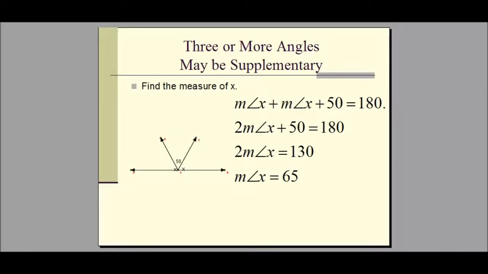In the drawing below, the angles labeled x, x, and the other one with an angle measure of 50 add to 180 degrees. Therefore, the measure of angle x plus the measure of angle x plus 50 equals 180. Simplifying gives us 2 times the measure of x plus 50 equals 180. 2 times the measure of x equals 130. Dividing by 2 gives us the measure of x equals 65.